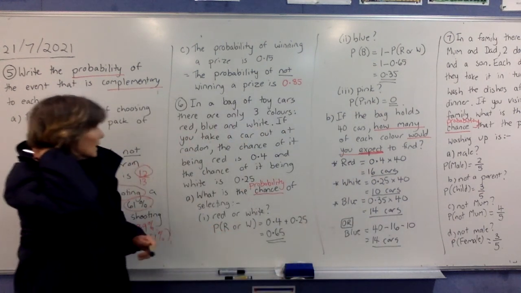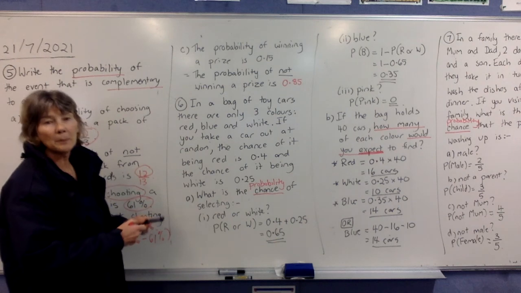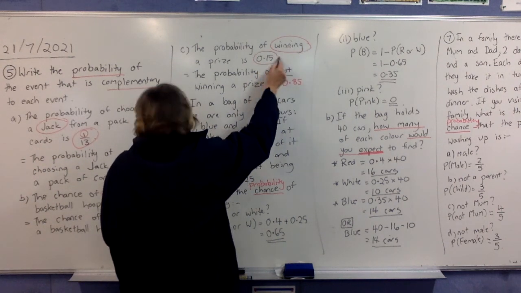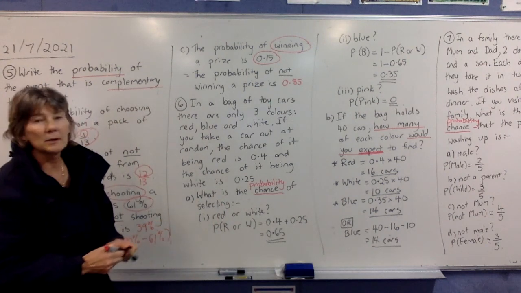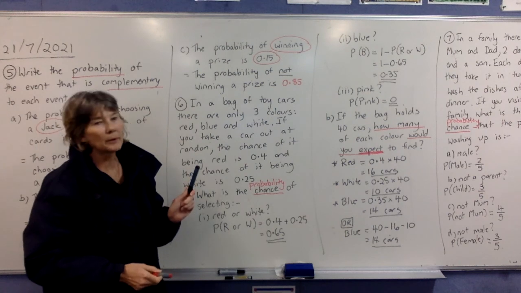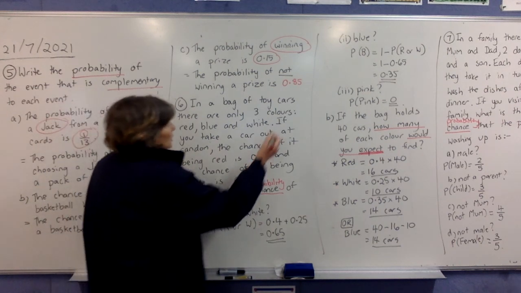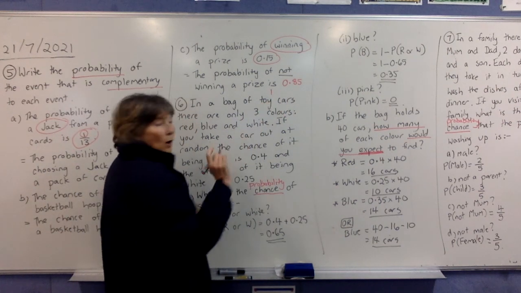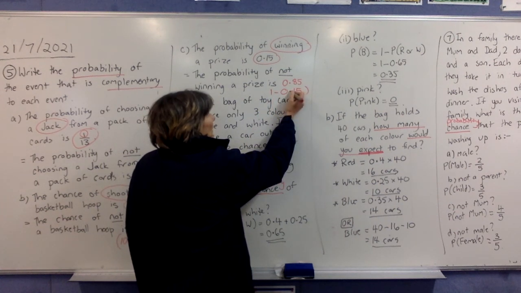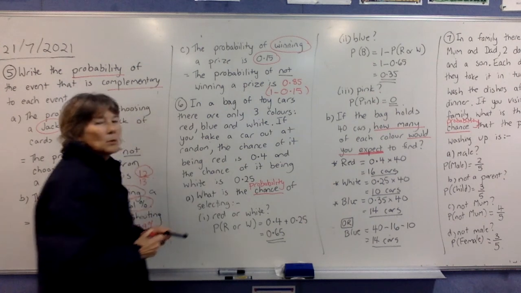Okay, looking at the next one, this time it says the probability of winning a prize is 0.15. We're going to say, the complementary event, the probability of not winning a prize is, now to get our answer here, we're going to do 1 whole, take away the 0.15 that they gave us, and that will give you 0.85.